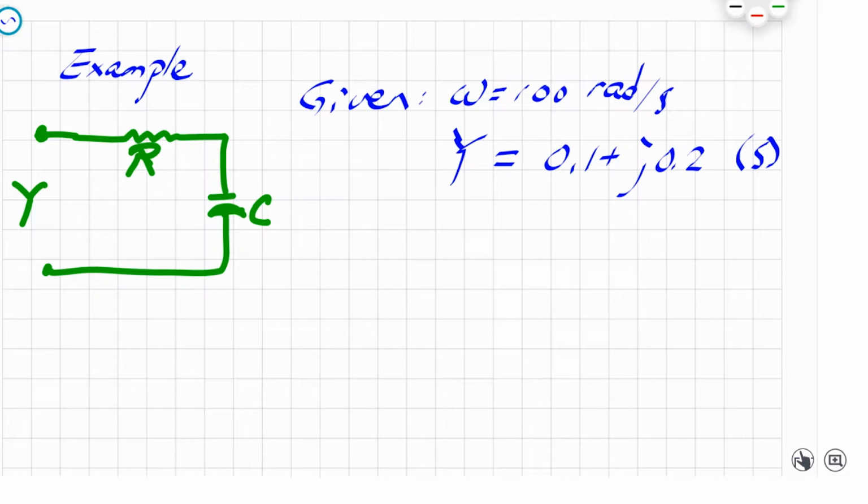What we want to find is R. What is the value of R? What is the value of C? Now let's see how we operate this.